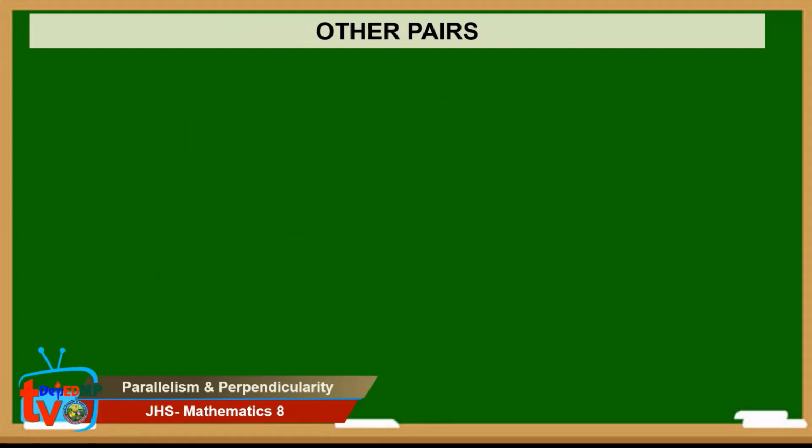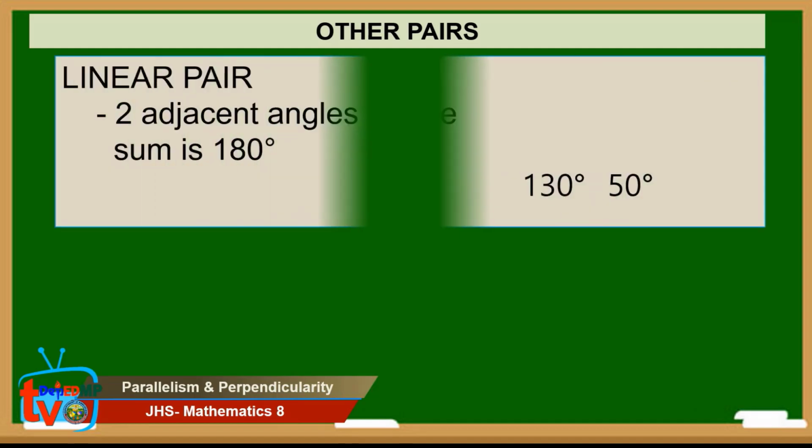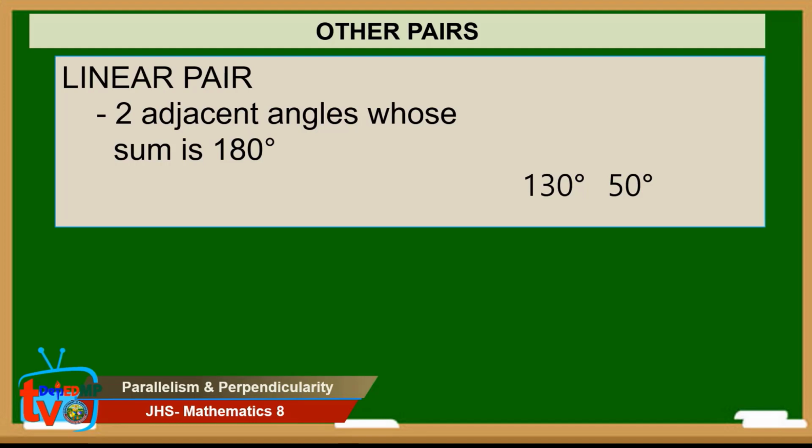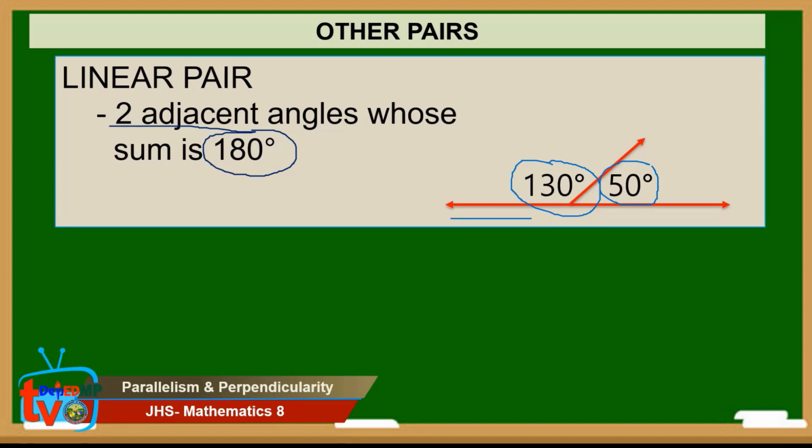Other pairs to include which are very important in this discussion: we also have the linear pair. When we say linear pair, these are two adjacent angles whose sum is 180 degrees. Look at this example. The sum of 130 and 50 is 180. Other than this, they should form a straight line.